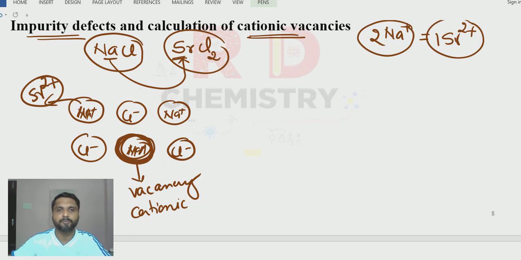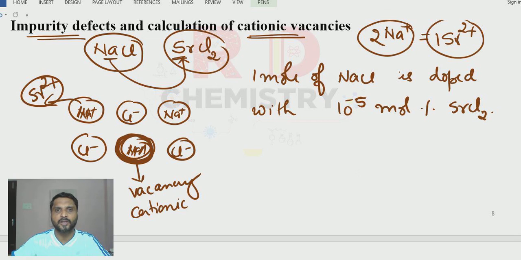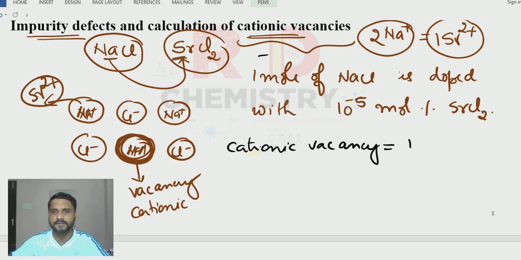Okay. So now we'll solve the problem. Suppose 1 mole of sodium chloride is doped, that means adding impurity, with say 10 to the power minus 5 mole percentage of strontium chloride. The question is given like this: calculate the number of cationic vacancies. How to calculate? The cationic vacancy is equal to the concentration of the strontium chloride, that is 10 to the power minus 5 mole percentage.